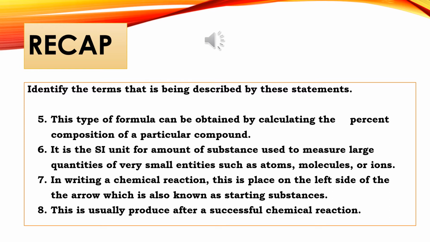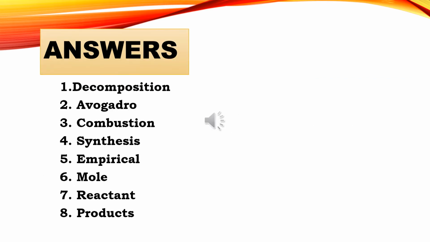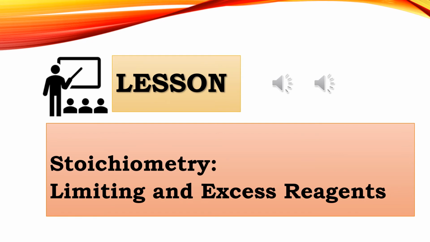6. It is the SI unit for amount of substance used to measure large quantities of very small entities such as atoms, molecules, or ions. 7. In writing a chemical reaction, this is placed on the left side of the arrow, which is also known as starting substances. And 8. This is usually produced after a successful chemical reaction. And here are the correct answers. Did you get them all correct? Congratulations! I think you are now ready with our lesson, which is about limiting and excess reagents.